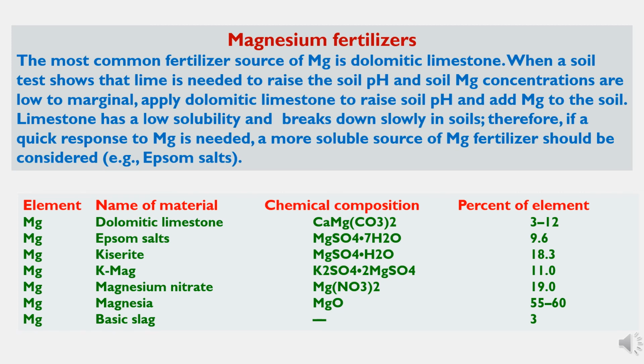Here we have listed different sources of magnesium fertilizers, like dolomitic limestone having 3 to 12% magnesium content, Epsom salt having 9.6%, kieserite having 18.3% magnesium, then K-Mag having 11% magnesium, magnesium nitrate 19% magnesium, magnesia having 55 to 60% magnesium, and basic slag having 3% magnesium. So these are the fertilizers by which we can supply magnesium to the crops.